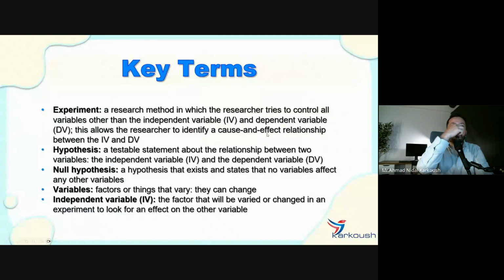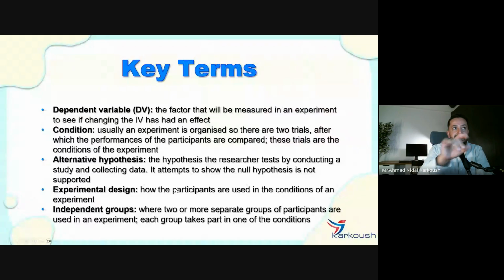So to explain the relationship between them, I first have to tell you what a DV is, and then I'm going to give you a slight example. The DV is the factor that will be measured in the experiment to see if changing the IV has had an effect. So I change the IV to measure any changes on the DV. The factor that will be measured is your dependent variable.